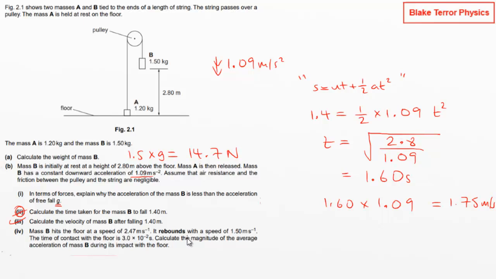Mass B hits the floor with a speed of that. It rebounds with a speed of that. The time of contact with the floor is that. Calculate the magnitude of the average acceleration.